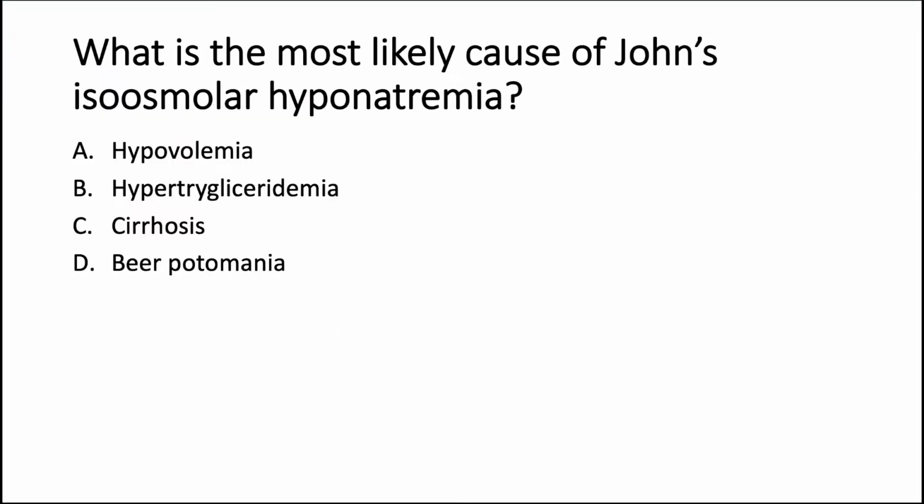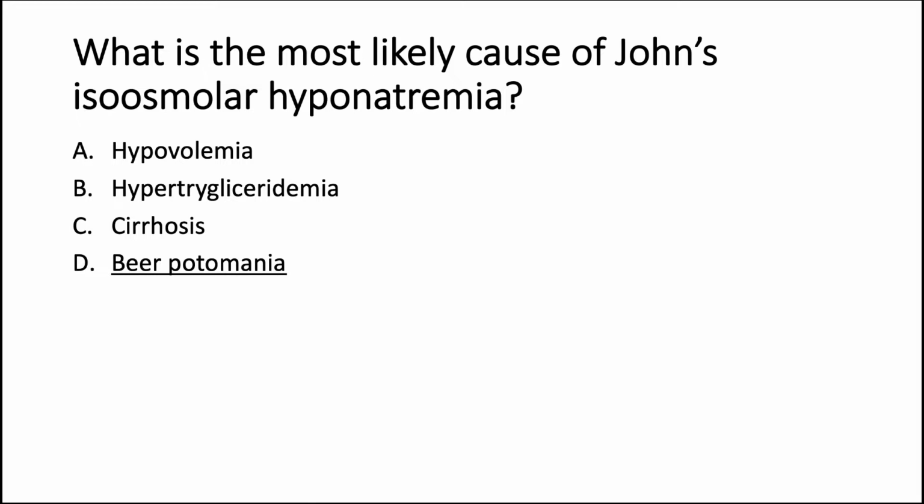So the question is, what is the most likely cause of John's isoosmolar hyponatremia? Isoosmolar because it's normal osmolality in the plasma. So the alternatives are A, hypovolemia, B, high triglycerides, C, cirrhosis, or D, beer potomania. And the right answer is D, beer potomania.